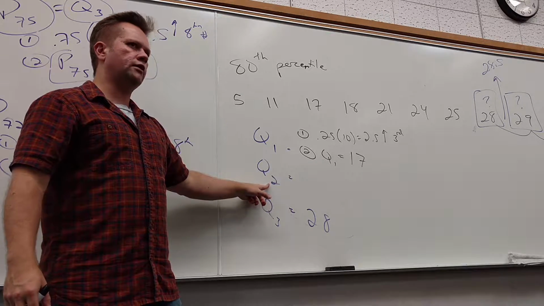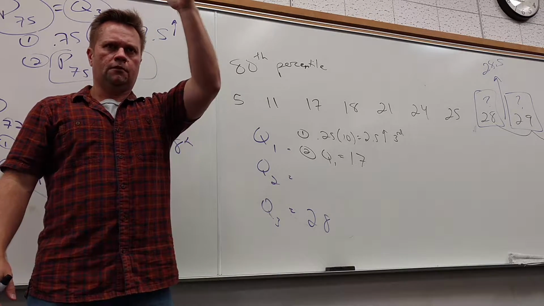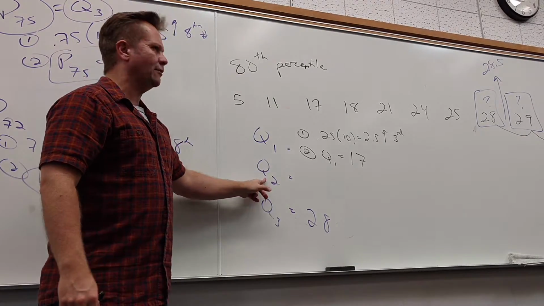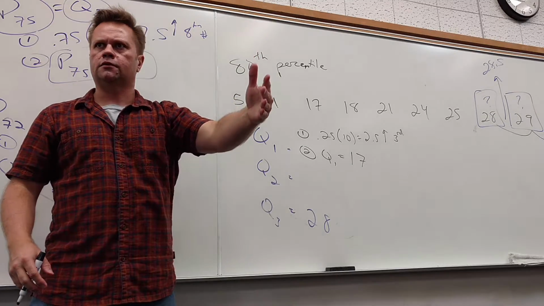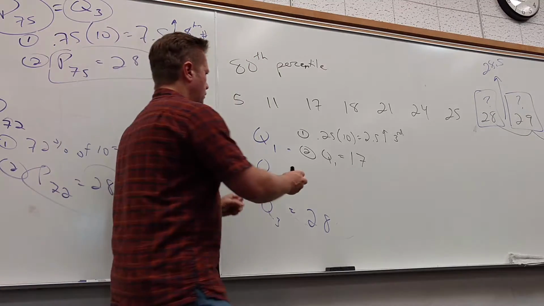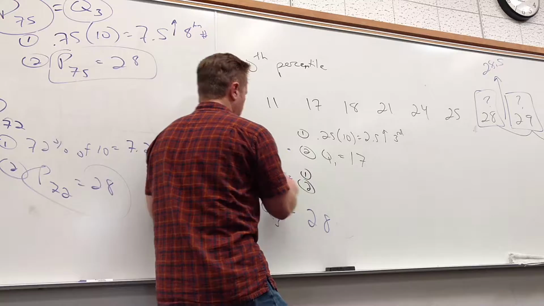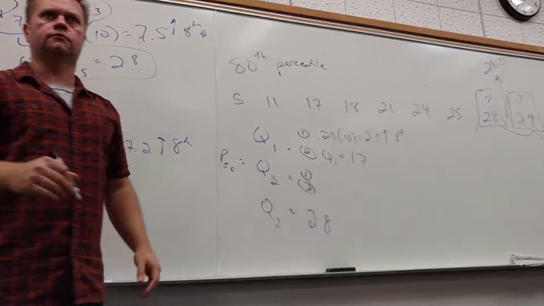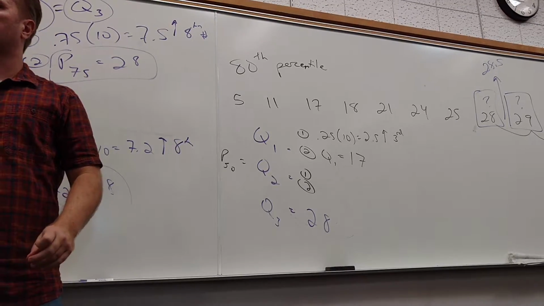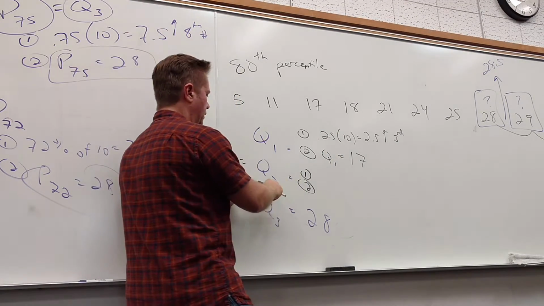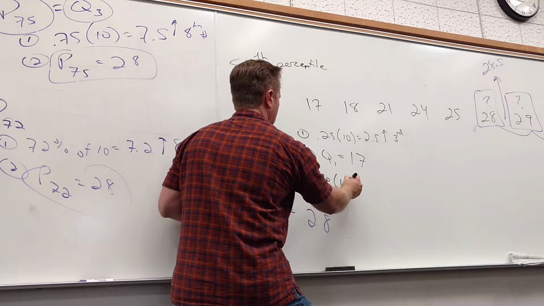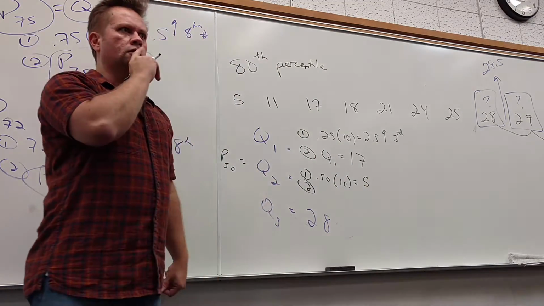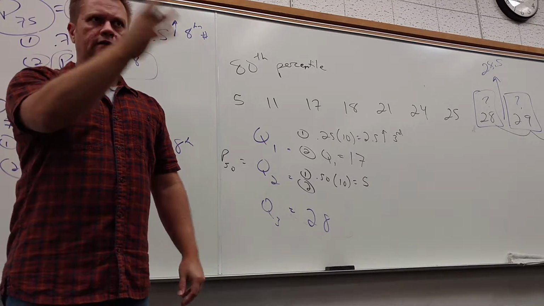Q2 is also known as something else. It's called the median. Just like the median is in the middle of the road, Q2 is the data point that's exactly in the middle of all the data points. So Q2 is also P50. I do the same thing. 50% of 10 is amazingly enough 5. What does that mean? You have to take the 5th and the 6th and average them.